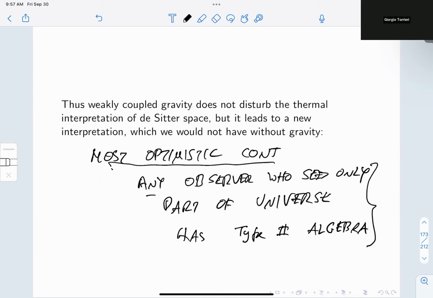Hi, thanks for a great talk. Is there a way to see this, I guess, the transition between type 3 to type 2 from a path integral point of view, maybe with Schwinger-Keldysh or something like that? Good question.